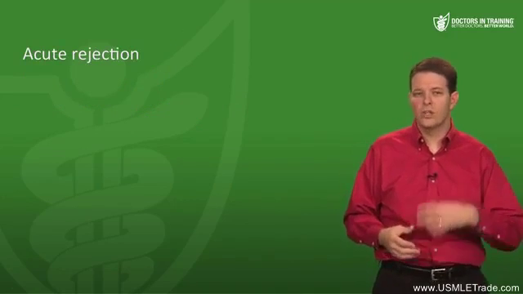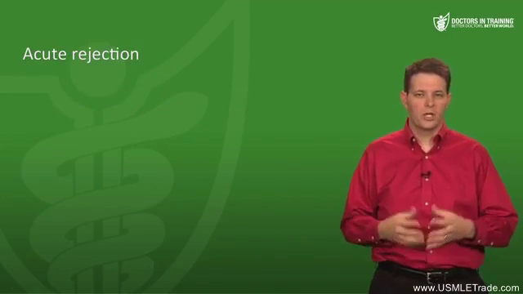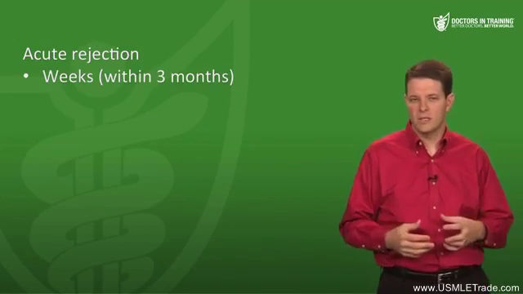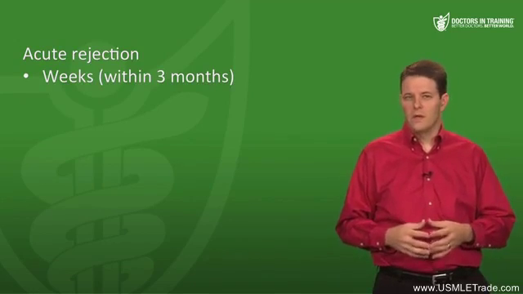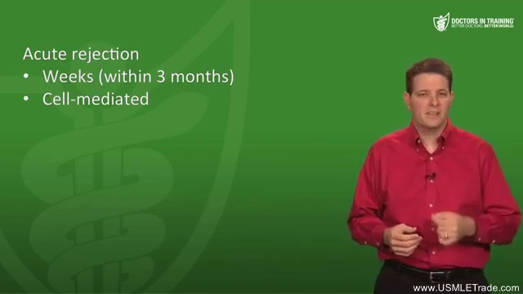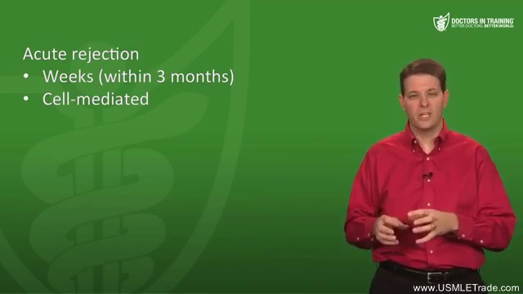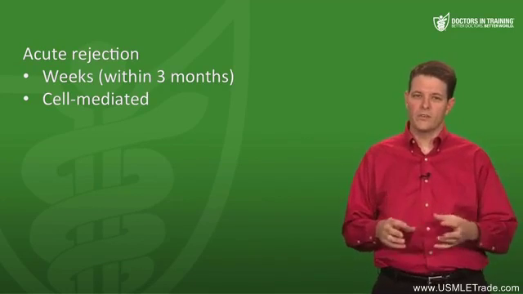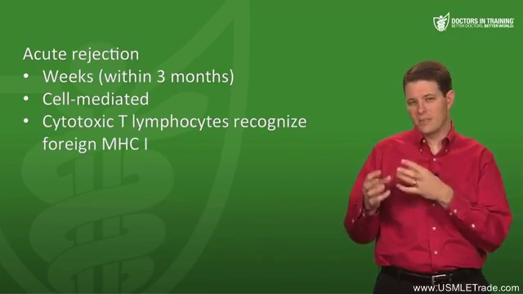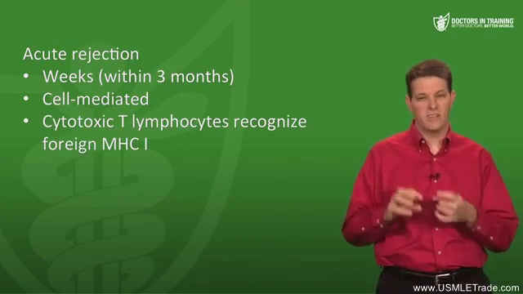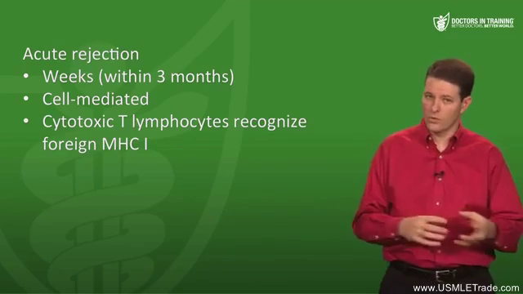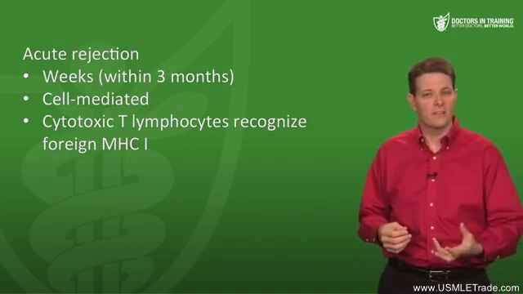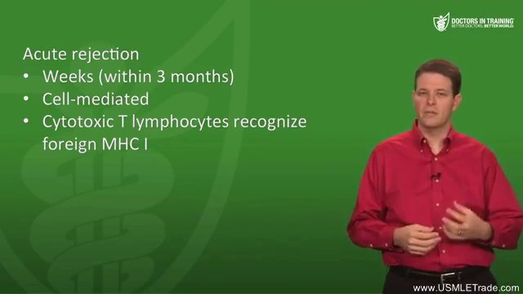Acute rejection takes longer than hyperacute rejection. Acute rejection occurs within weeks, not within minutes or hours, usually within the first 3 months or so. And this is cell-mediated, so cytotoxic T lymphocytes are recognizing that graft tissue as being foreign. In other words, the transplanted cells have foreign MHC1 molecules, so the T cells start attacking and killing the transplanted tissue. So to prevent this, or to reverse it, you give immunosuppressants, which are going to suppress that cell-mediated immunity.